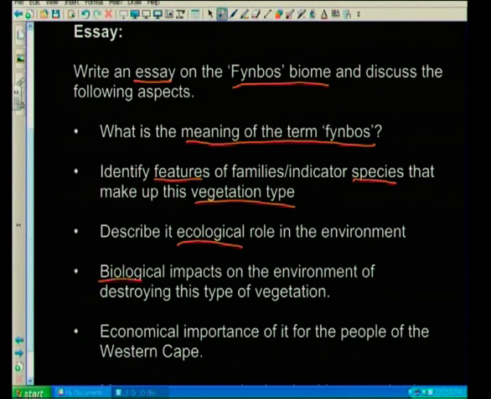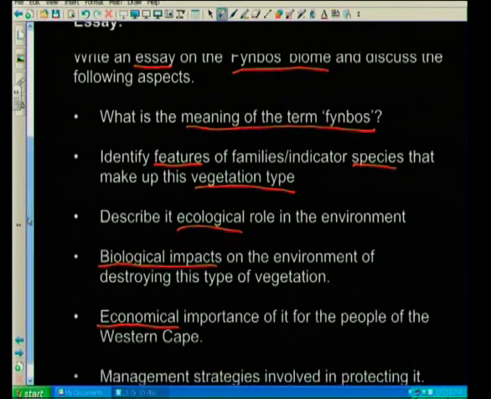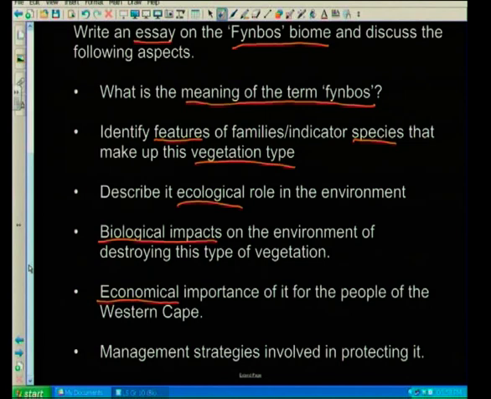The biological impacts on the environment of destroying this type of vegetation, all right? What impact will it have? And then the next thing that you have to discuss is the economical importance of it for the people of this area, the Western Cape. All right, now what I'm going to do, I'm going to help you. Oh, sorry, there's a last one, which is very, very important: the management strategies involved in protecting this beautiful fynbos area.